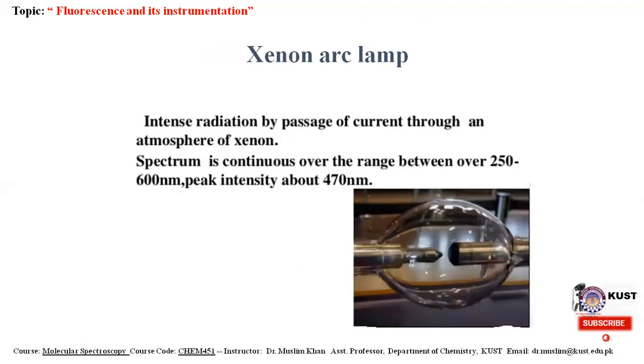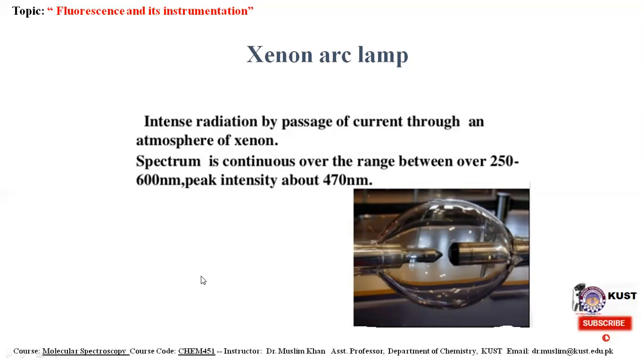This is an example of a mercury arc lamp. The second one is a xenon arc lamp, which gives intense radiation by passage of current through an atmosphere of xenon. This is an example of a xenon arc lamp. The spectrum of the xenon arc lamp is continuous, over the range from 250 to 600 nanometer. The peak intensity is about 470 nanometer. This picture is taken from Encyclopedia Google.